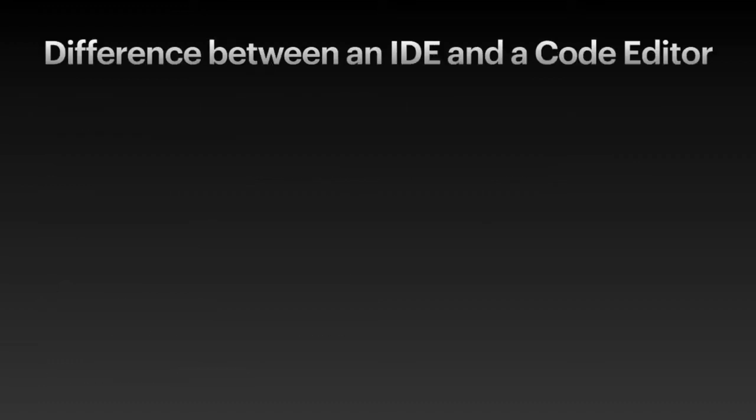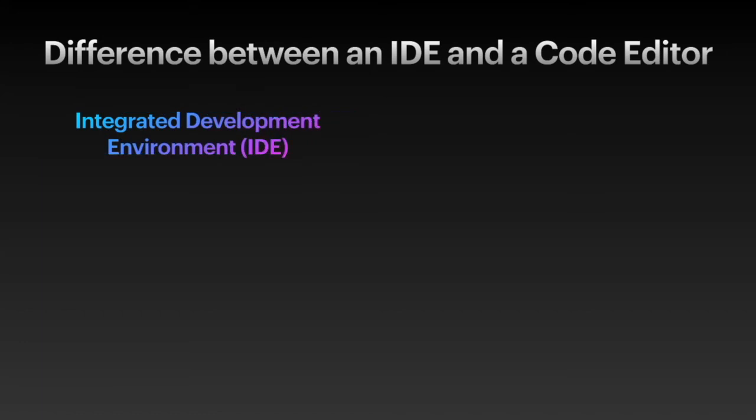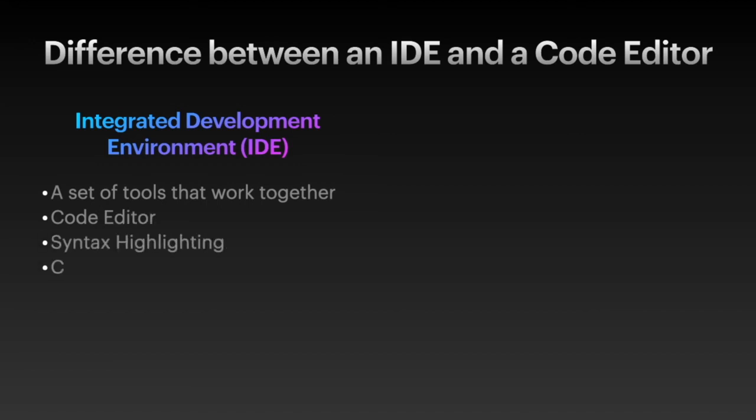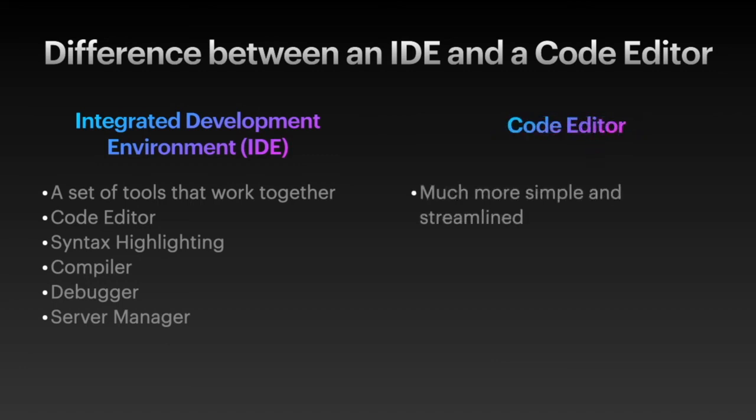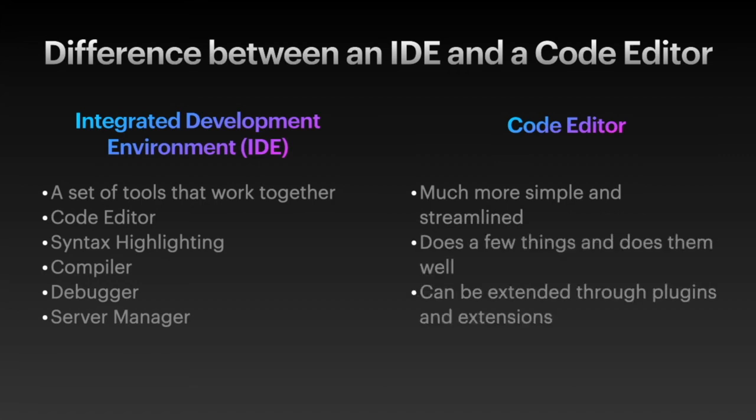First up is IDEs and code editors, and there is an important difference between an IDE and a code editor. An IDE is an integrated development environment. This is a set of tools that work together, typically includes a code editor and different features like syntax highlighting, usually a compiler, a debugger, some form of server manager. It's a lot more robust than what's typically considered a code editor. A code editor is much more simple and streamlined. It does a few things and it does them very well, but most code editors can be extended through plugins and extensions. This allows you to add the features that you need to your code editor without requiring all of the overhead of a full-blown IDE.